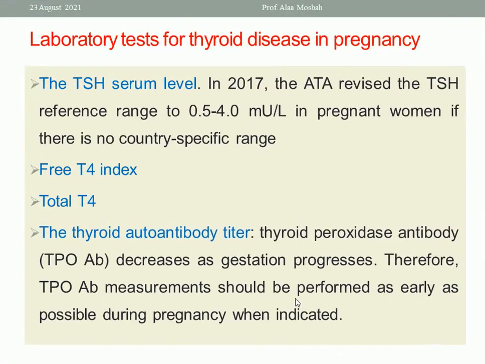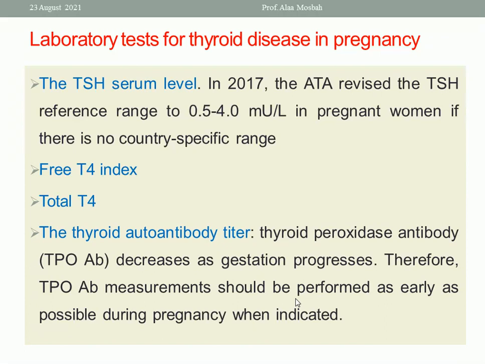What is the lab test for thyroid dysfunction during pregnancy? Serum TSH level. And in 2017, the American Thyroid Association revised the TSH reference range to 0.5 up to 4.0 milliunit per liter in pregnant women if there is no country-specific range.